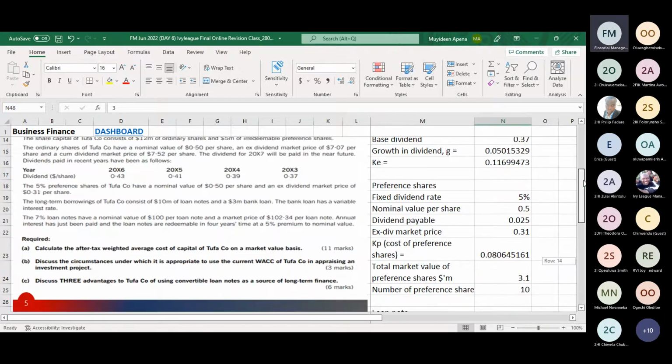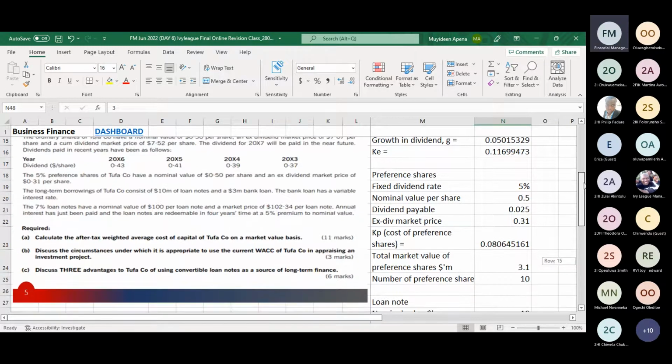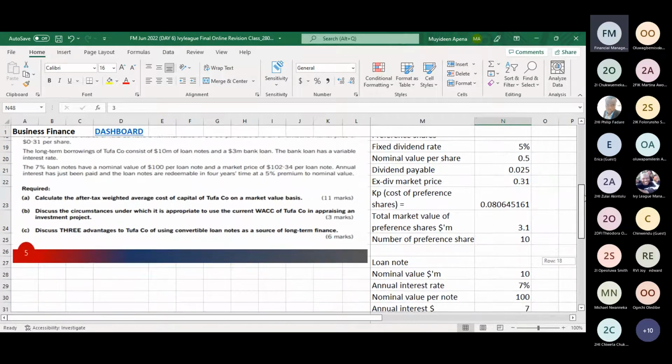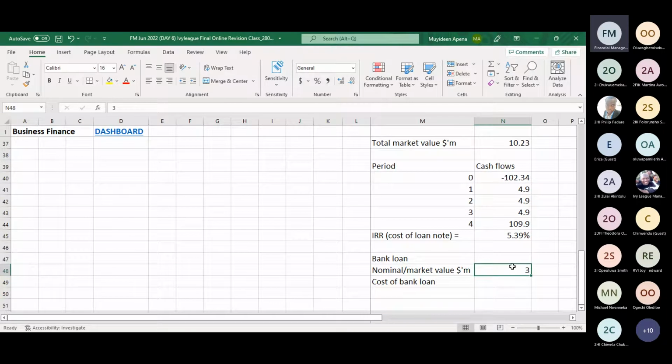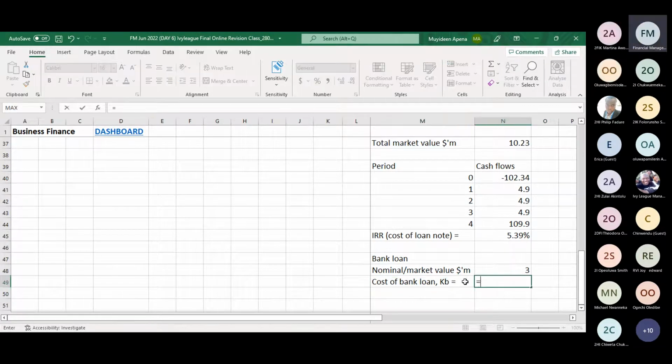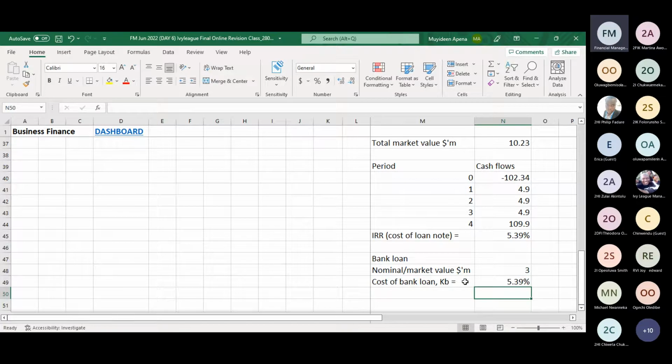What do you say about it? Bank loan has a variable interest rate. This is similar to the question someone posted on the group yesterday. So what's our response to this? Thank you, that means you were with us yesterday. We'll take the cost of the loan note as the reasonable assumption to be the cost of a bank loan.